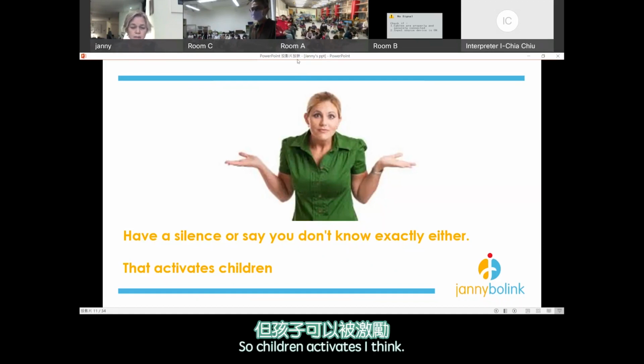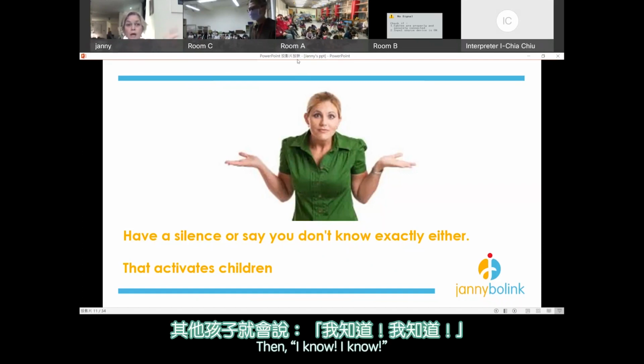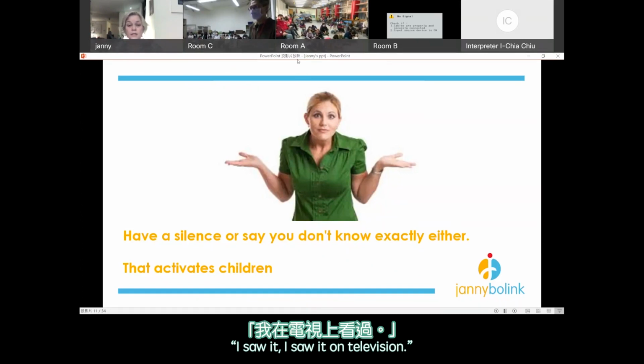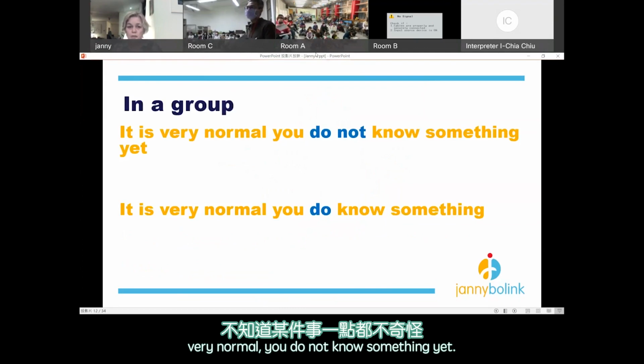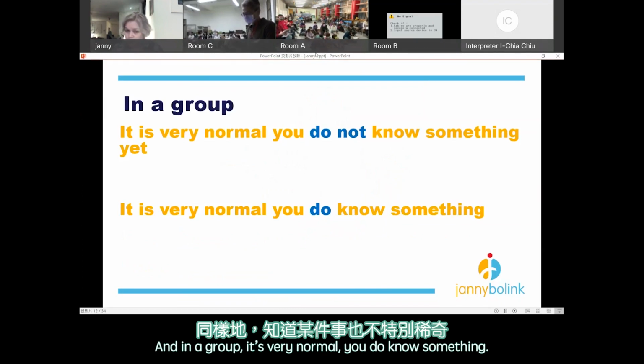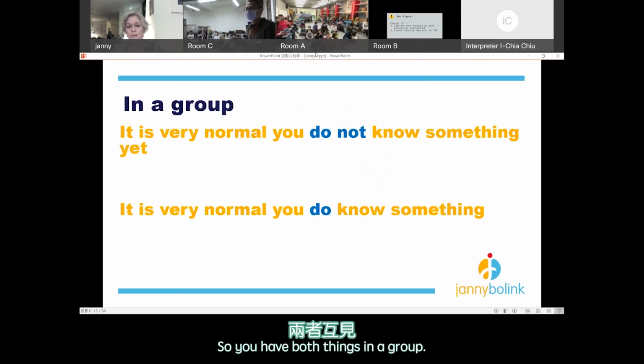So children activate and think. If someone asks you something, you say, well, I'm not quite sure, who knows? Then, oh, I know, I saw it on television, or my parents told me. Please have that sort of behavior. In a group, it's very normal that you do not know something yet. And in a group, it's also very normal that you do know something. So you have both things in a group.